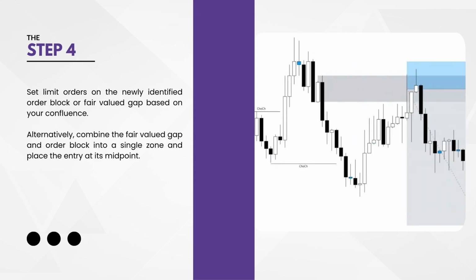Set limit orders on the newly identified order block or fair value gap based on your confluence. Alternatively, combine the fair value gap and order block into a single zone and place the entry at its midpoint.